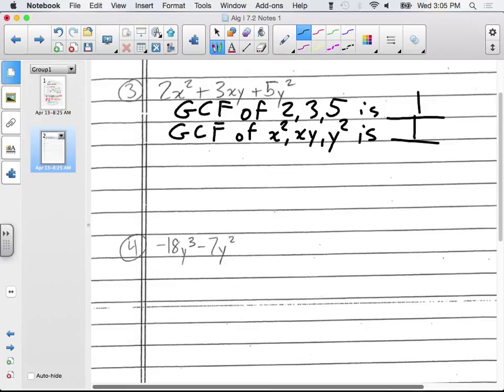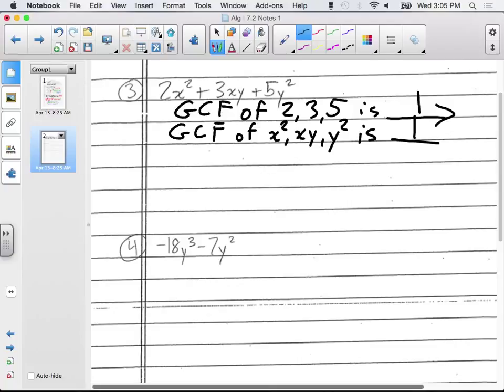So 0 is the factor of x squared, 0 is the factor of xy, and 0 is the factor of y squared. You can always multiply by 1, right? No matter what we have, we can multiply by 1. Yeah. That's right. So, what's 1 times 1?